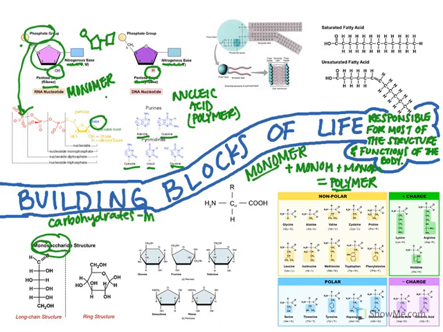Carbohydrates would be the polymer. The monomer, the building block, is the monosaccharide. There are two common structures for the monosaccharides: the chain structure or the ring structure.